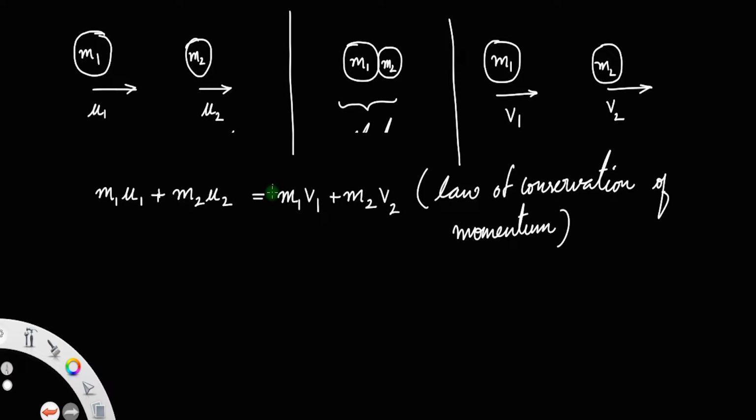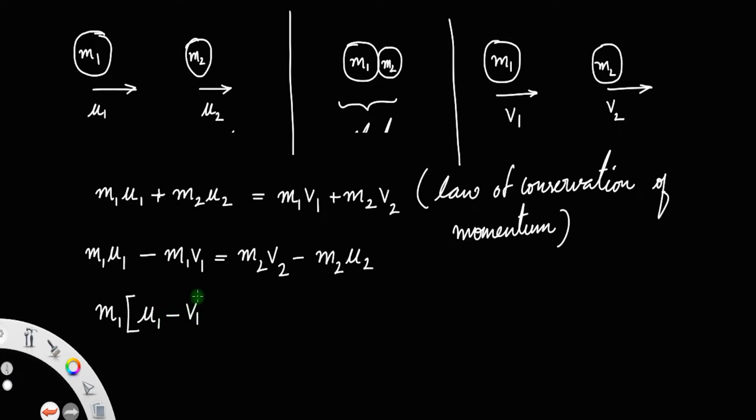Clear? Taking m1 to one side, you get m1 u1 minus m1 v1 is equal to m2 v2 minus m2 u2. Taking m outside, m1 into u1 minus v1 is equal to m2 into v2 minus u2. Let's call this equation number 1.